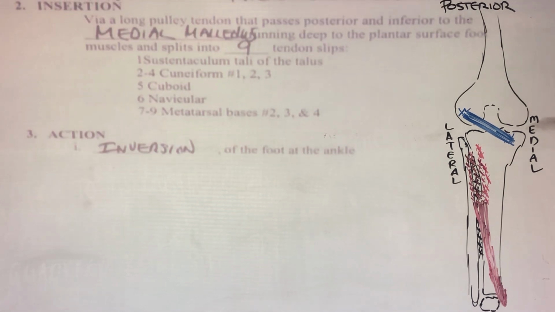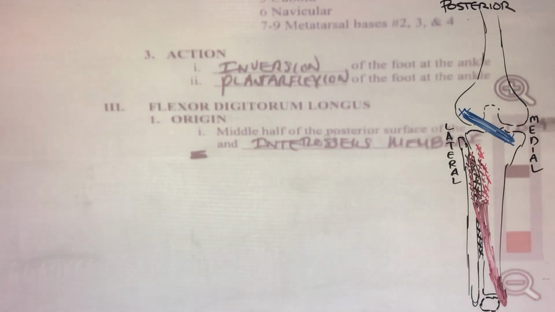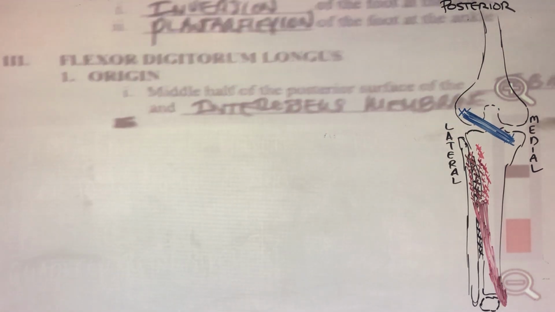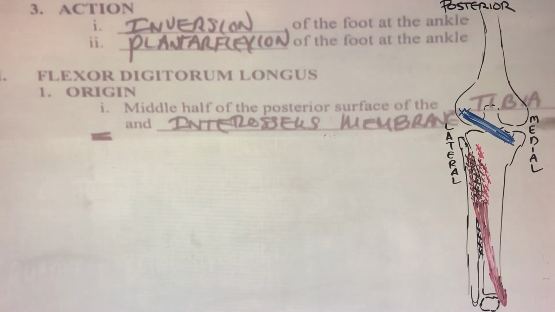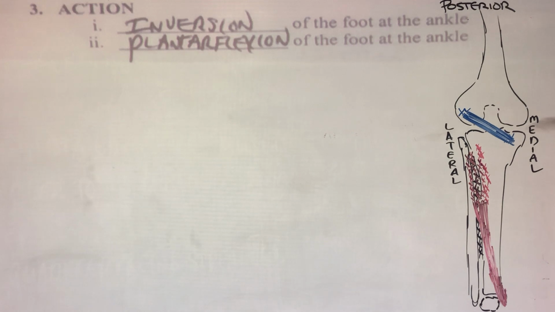So the actions of the tibialis posterior: there are 2 actions. Inversion of the foot at the ankle and plantar flexion of the foot at the ankle. It's very weak plantar flexion.